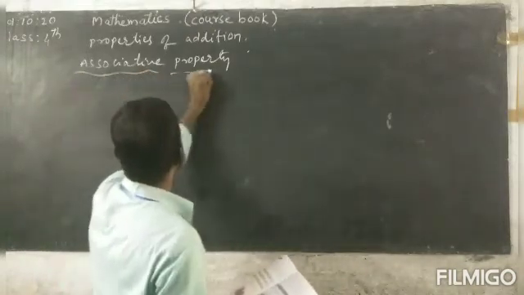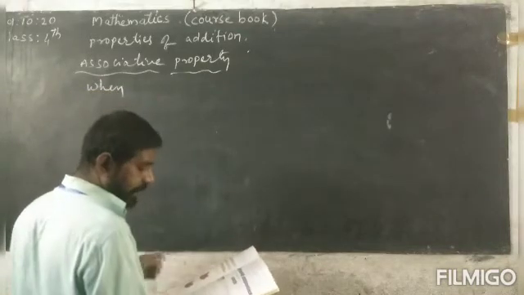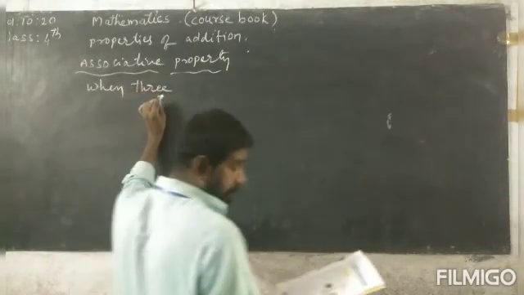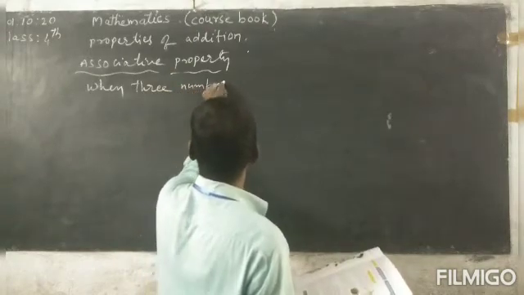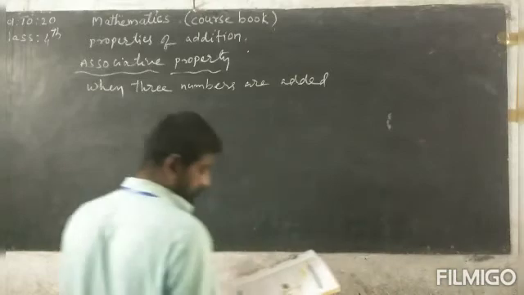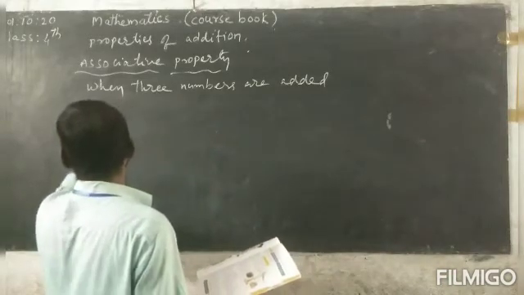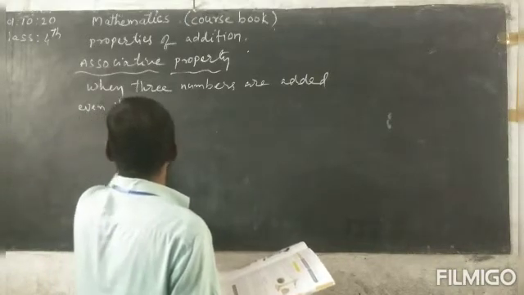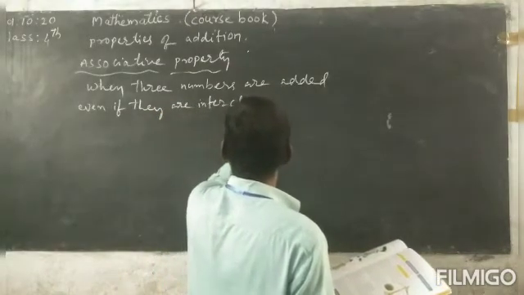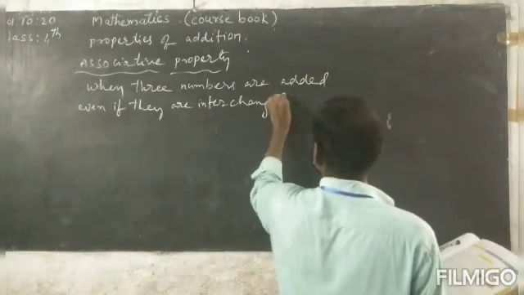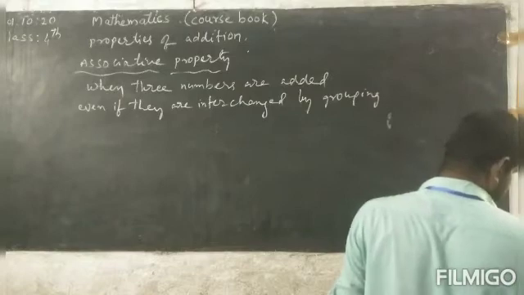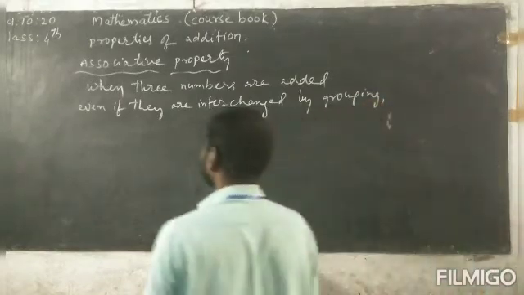See here, when three numbers are added, even if they are interchanged by grouping, the sum remains same.